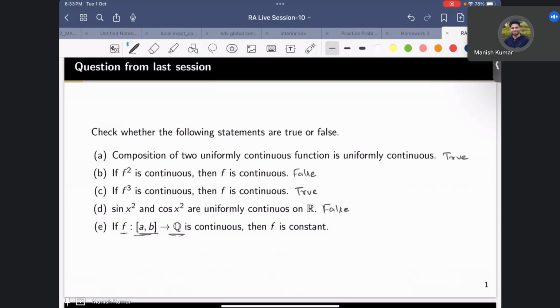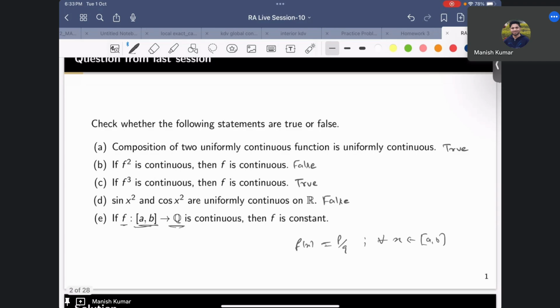Are you able to understand the question? That if a function is just taking rational values and it is continuous, then the function has to be constant. So f can be any, so it says that f(x) will be some p by q for all x in (a, b). This is what this statement is saying, that if f is continuous and the codomain is rational. Do you see any idea, any feeling whether that will be true or false?